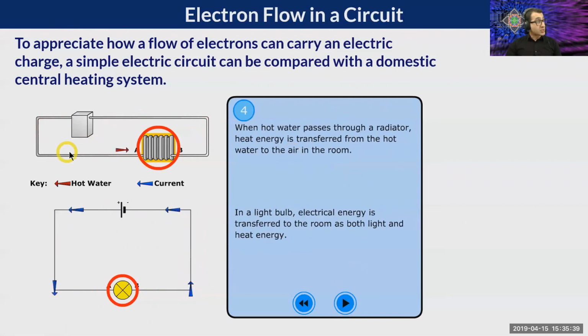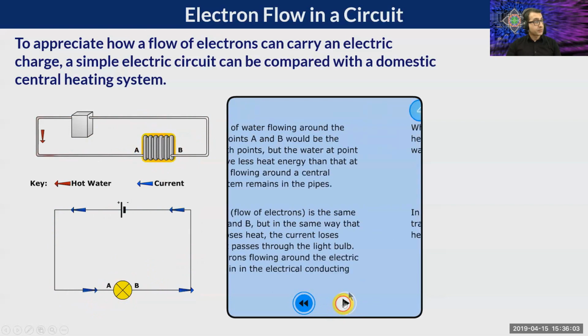So when the hot water passes through the radiator, some of the thermal energy of those water molecules is then transferred as heat to the surrounding atmosphere, the molecules of air in the room. In a lighting circuit, the bulb or the lamp transfers the electrical energy carried by the electrons to light and a little bit of heat energy in the surrounding atmosphere.